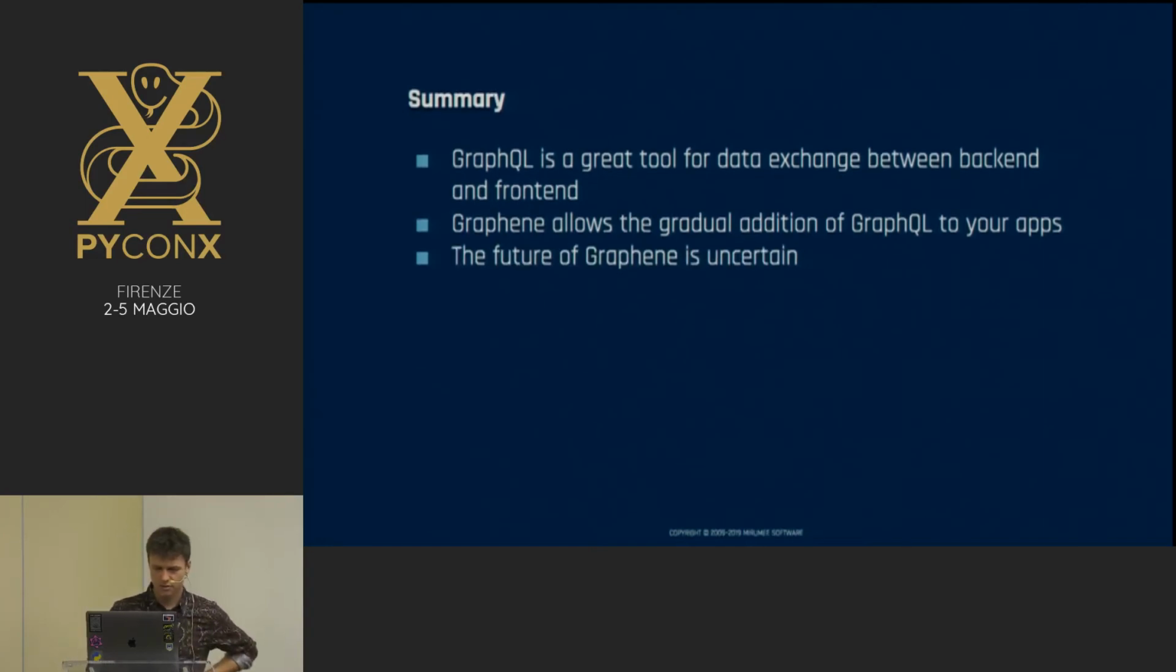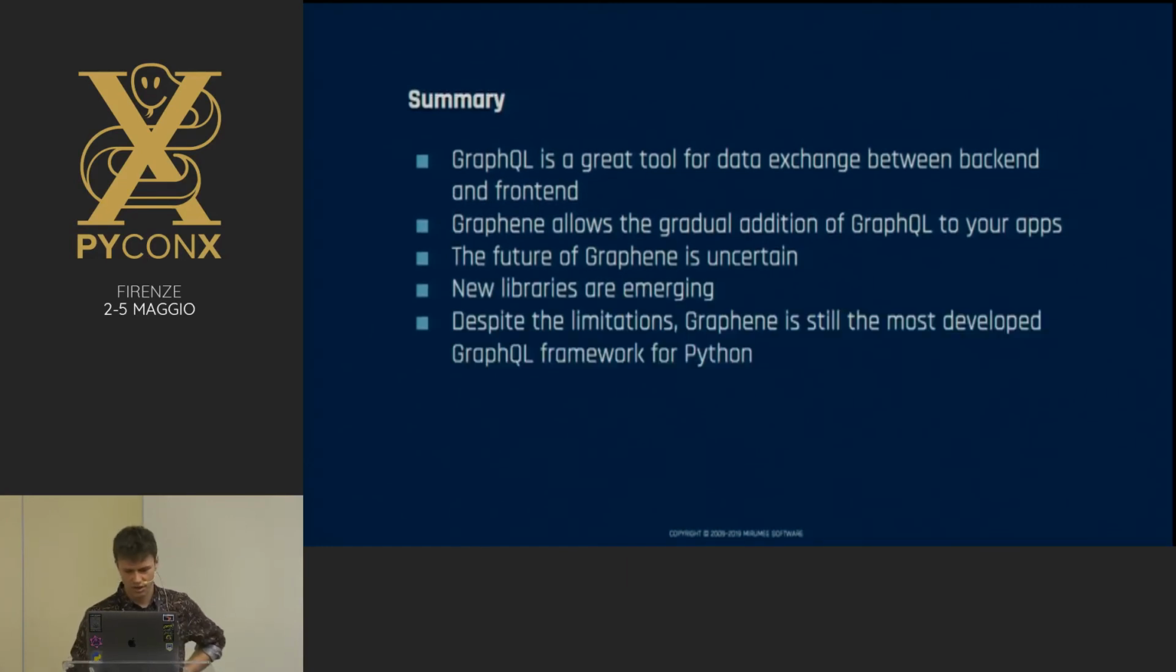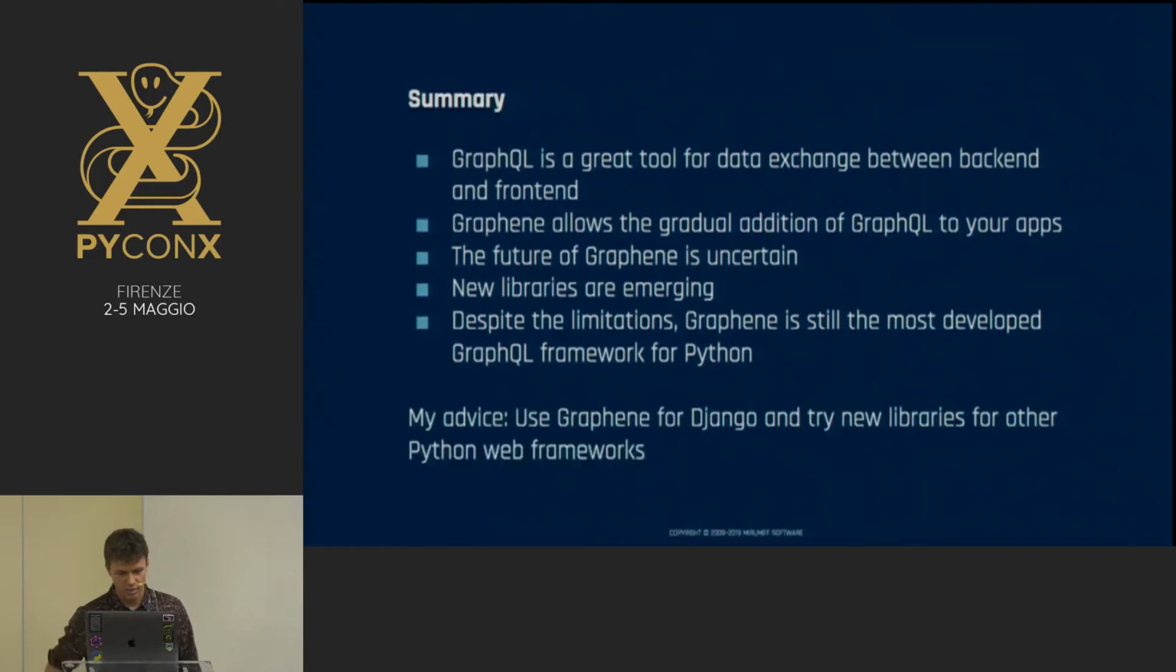So as you've seen, the future of Graphene is uncertain, but there are new libraries emerging. And despite all of these limitations, Graphene is still the most advanced framework for GraphQL in Python right now. My advice is that if you are using Django, you can stick to Graphene for now and observe the repository and see what's going on in the community. But if you are using Python and you want to try GraphQL, you can use some other libraries.